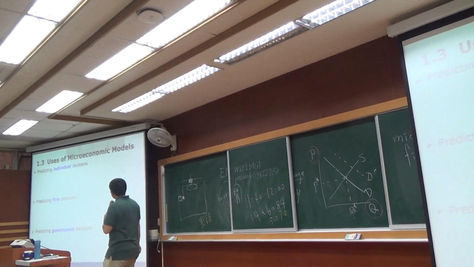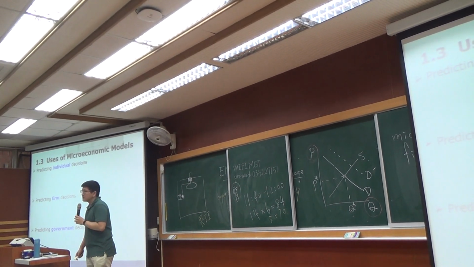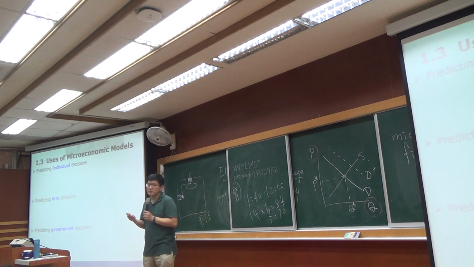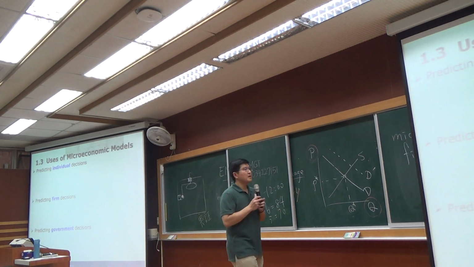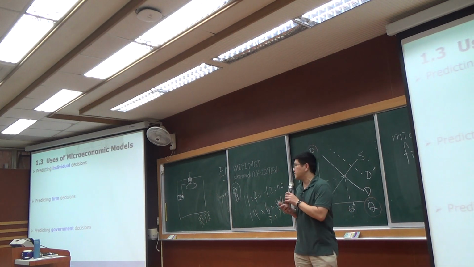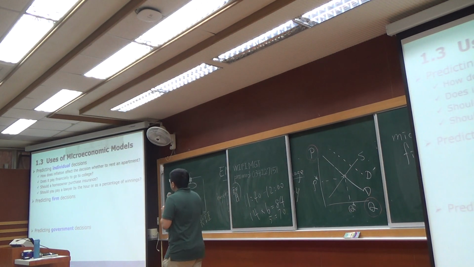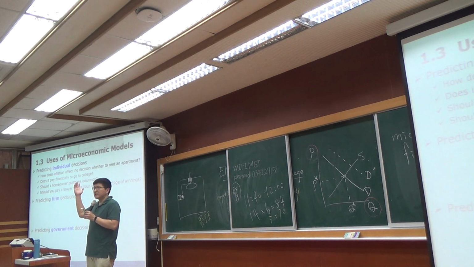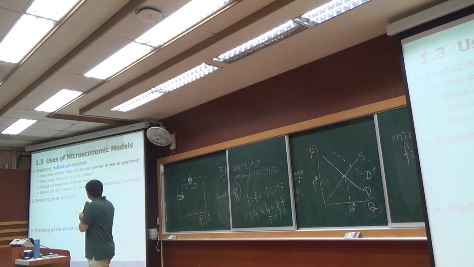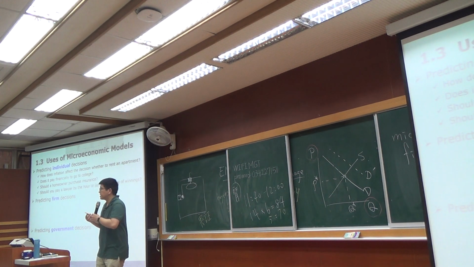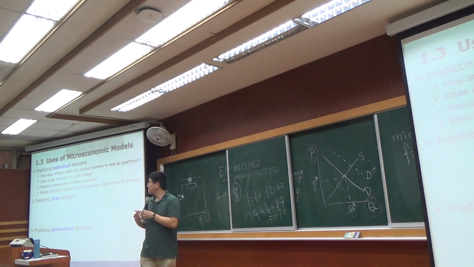And 1.3, uses of microeconomic models. So we may use the models to predict individuals' behavior, individuals' decisions, and we may also predict firms' decisions and government decisions. So something like how does inflation, 物价膨胀, okay? Inflation affect the decision whether to rent an apartment or buy an apartment, to rent or to buy.